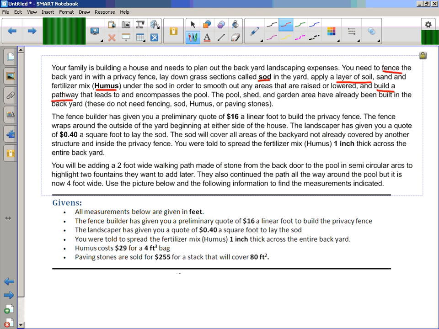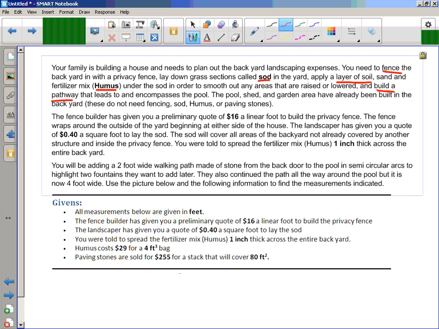The pool, shed, and garden area have already been built, so you don't have to worry about those. They're already built in the backyard. They don't need fencing, sod, humus, or paving stones. The pool itself, we are going around the outside of the pool with the paving stones. The fence builder gives you a preliminary quote. We're not really going to worry about the numbers right now. We're just looking at what are the four things we do.